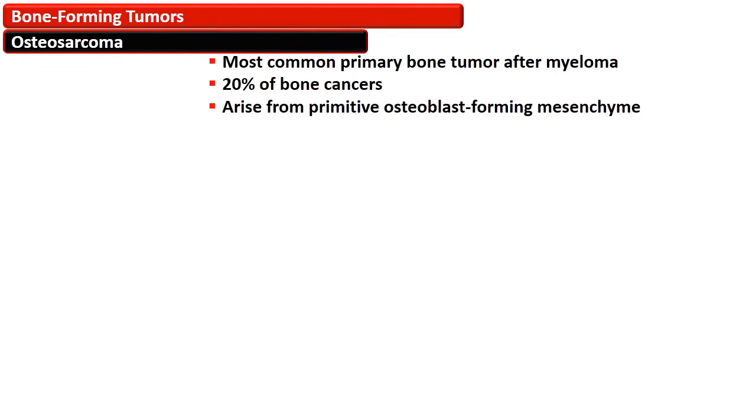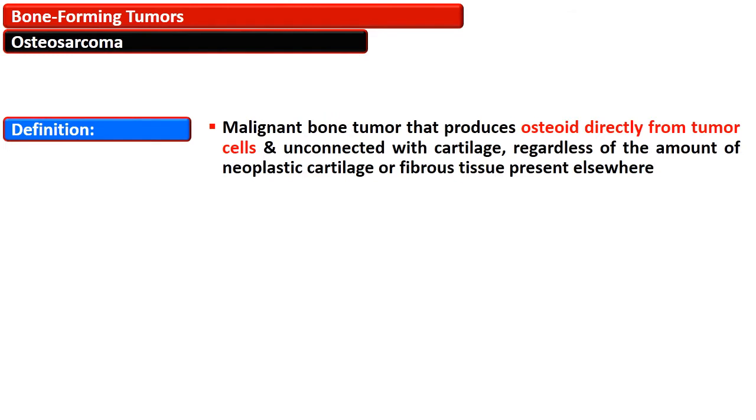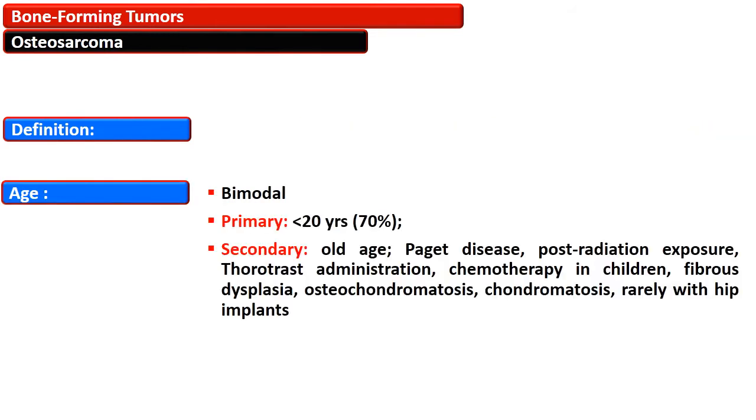The osteosarcoma is another bone-forming tumor, and it is the most common primary bone tumor after myeloma. It accounts for about 1/5 of bone cancers, and it arises from the primitive osteoblast-forming mesenchyme. The osteosarcoma can be defined as a malignant bone tumor that produces osteoid directly from the tumor cells and unconnected with the cartilage, regardless of the amount of neoplastic cartilage or fibrous tissue that is present elsewhere.